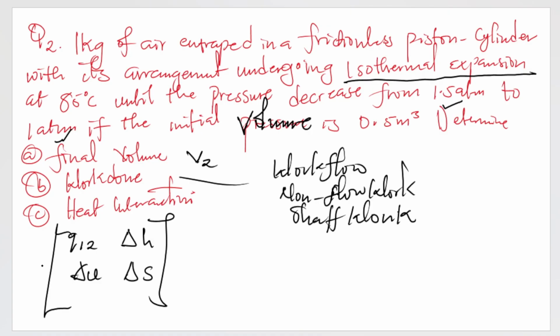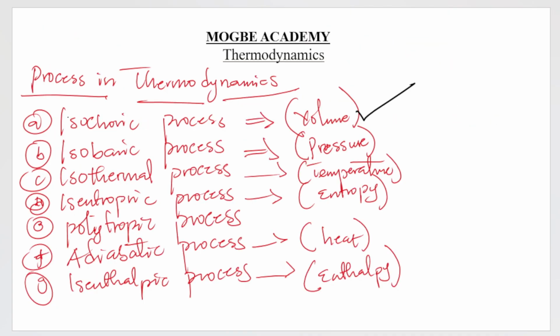Now the first thing that should come to your mind is, from what we have here, what process do you think we have here? We are seeing that 85 degrees Celsius is the only constant temperature that we have in our question. And we also mentioned isothermal expansion. So what process do you think this question is actually talking about? Isothermal process, where temperature is constant.